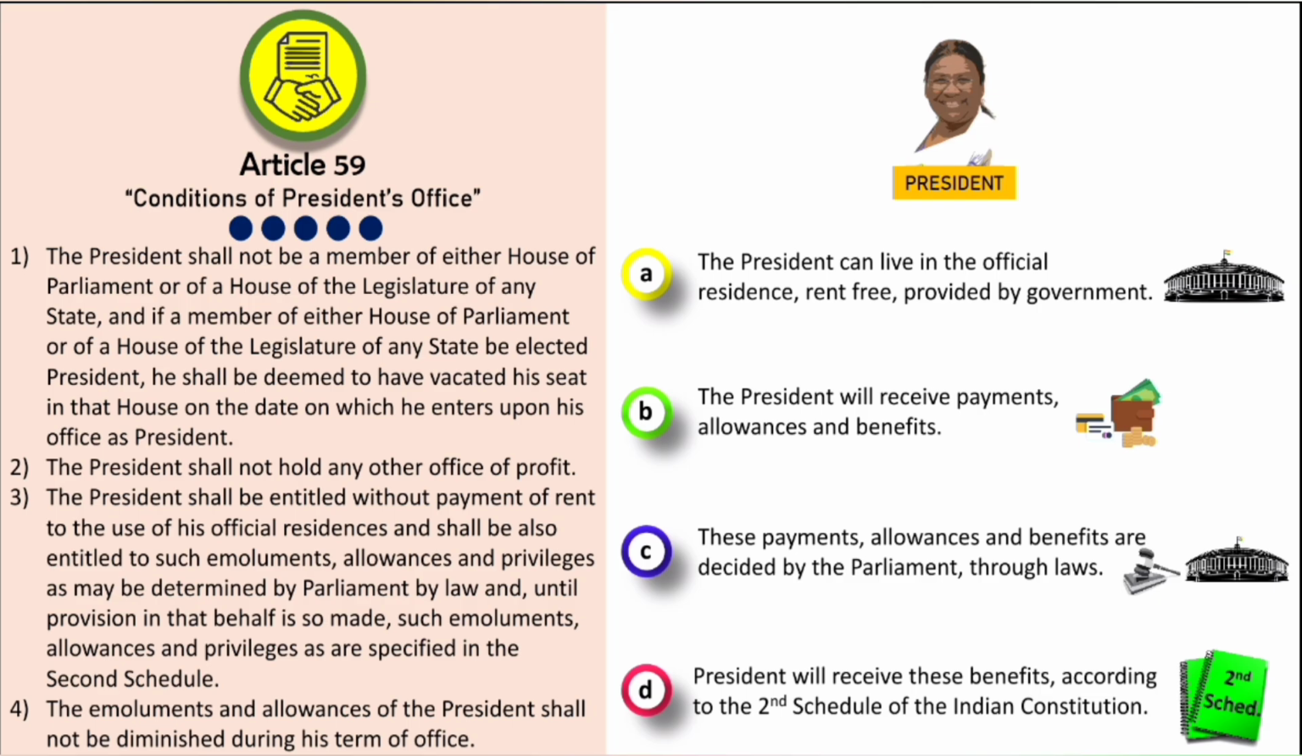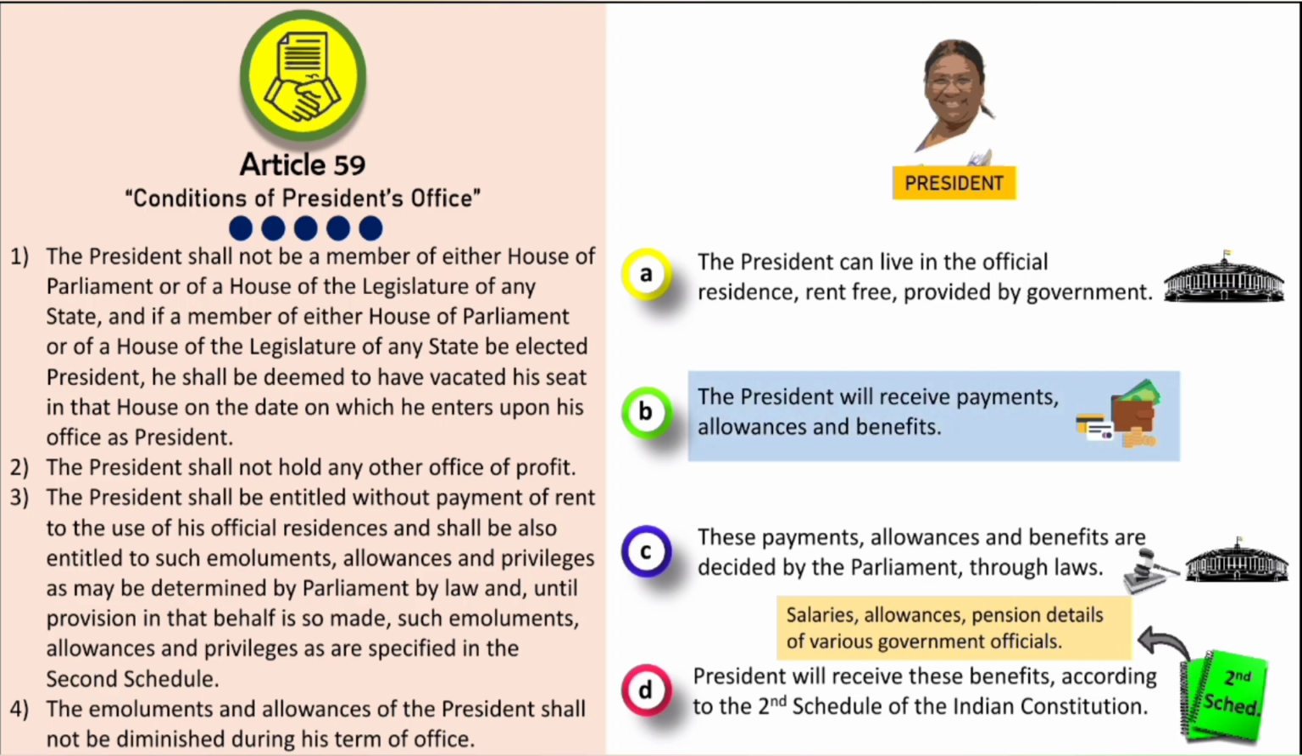See, the second schedule of the Indian Constitution talks about the salaries, allowances and pension details of various government officials, including the president, governors, judges and other constitutional authorities. And with time, Parliament makes changes in these benefits through amendments. Okay? Now the last clause of this article says that the salary and benefits of the president cannot be reduced while he or she is serving his or her term in office. So this was the last clause of Article 59.